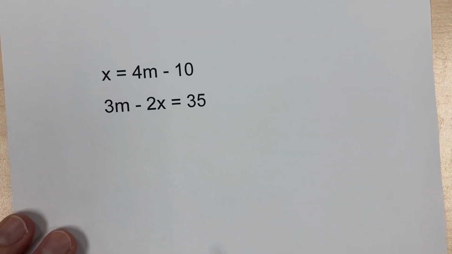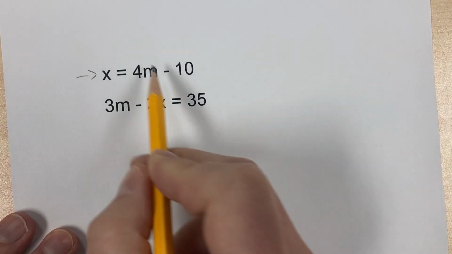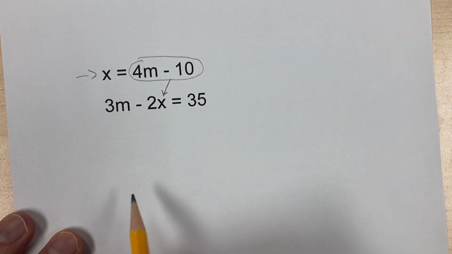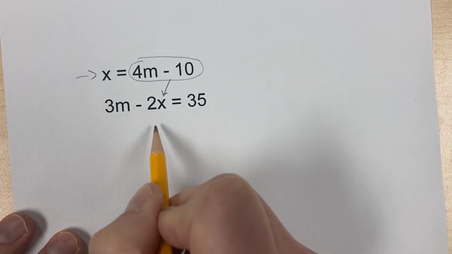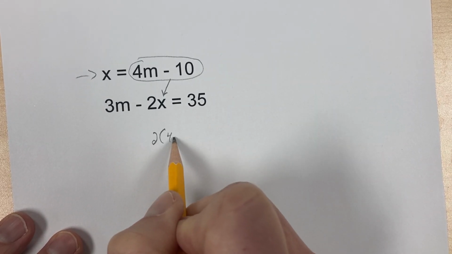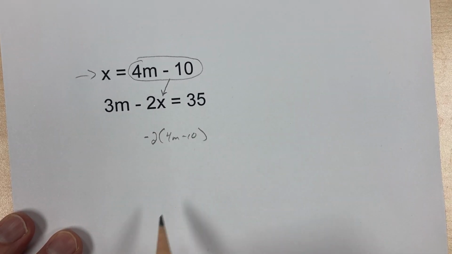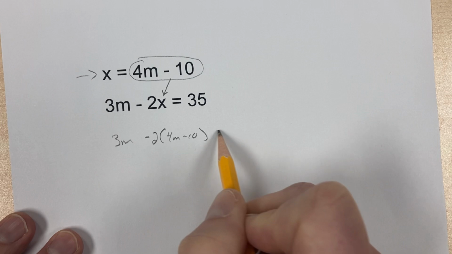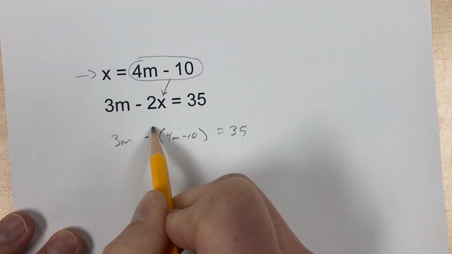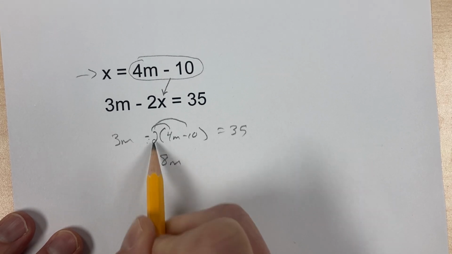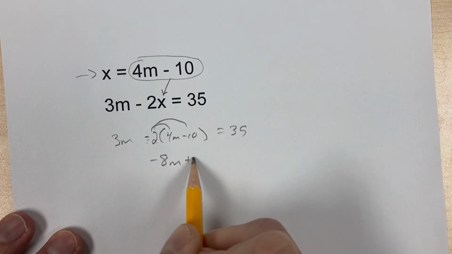I look at this one, I see I have this x by itself. Let's take this 4m minus 10, we're going to put it in for x right there. So instead of 2 times x, we're going to have 2 times 4m minus 10. Now it's technically a negative 2 because of that minus, so we'll have to keep that in mind when we distribute. All right? So we're going to distribute a negative 2. Negative 2 times 4 will give us negative 8. Negative 2 times negative 10 will give us a positive 20.